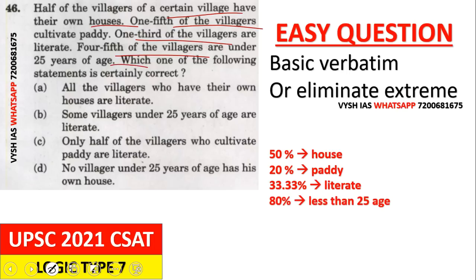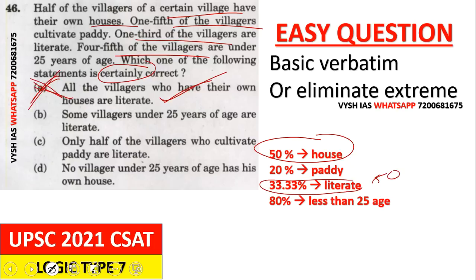Now, which of the following is certainly correct? Not doubtfully, certainly. So, all the villagers who have their own house are literate. So, only 50% of people have houses, and only 33% are literate. See, if everyone having a house is literate, there should be 50% literate, right? So this is wrong, because the number of literate people is lesser compared to people who have houses.